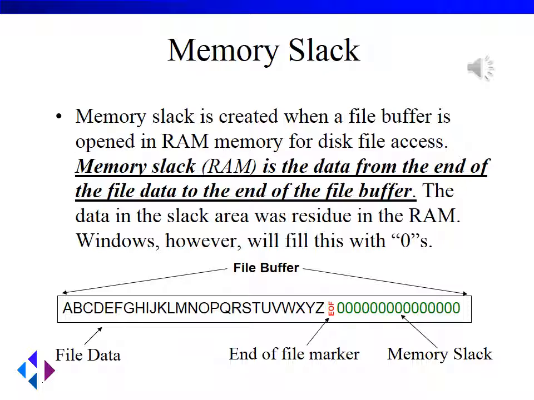So as you look at the graphic down below, you have a file buffer, let's say, of 200 characters long, or in this case, about 36 characters long. As we write the alphabet out to the file buffer to eventually get to the hard drive, it fills in all the letters, and then at the end of the data, there will be an end of file marker. Everything after that end of file marker to the end of the buffer itself would be memory slack.